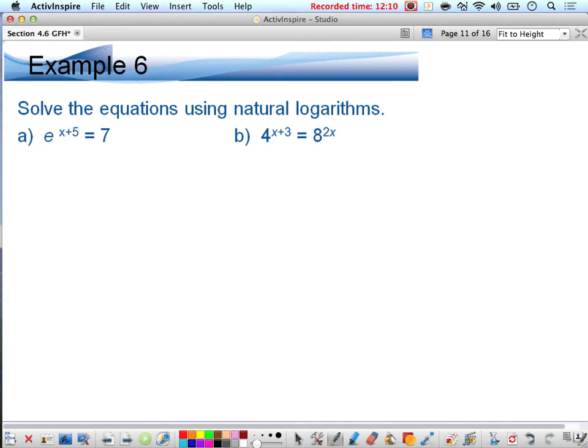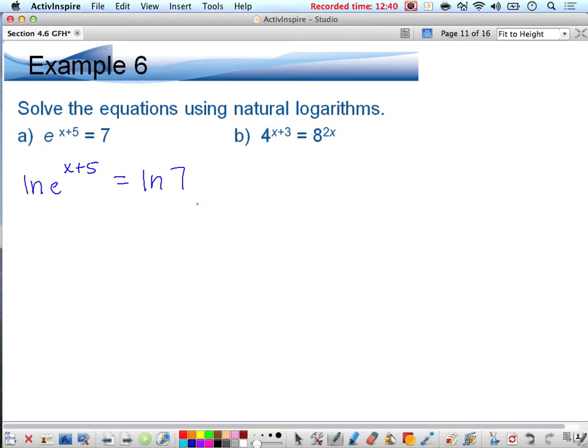Now because this is base e, I want to make sure I use which logarithm? LN, the natural logarithm. You wouldn't be wrong if you use the common log, it would just be a little longer. The natural log actually makes your work a little less, which is nice. So, let's go ahead and apply the natural log to both sides here. The natural log of e to the x plus 5 is equal to the natural log of 7.